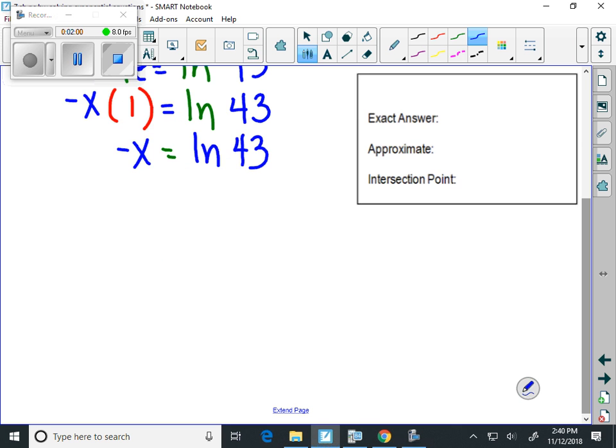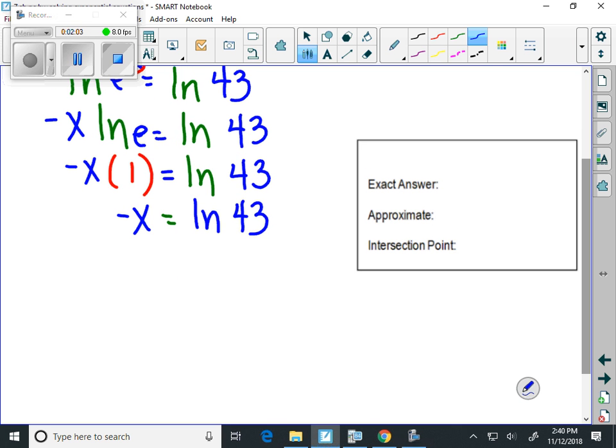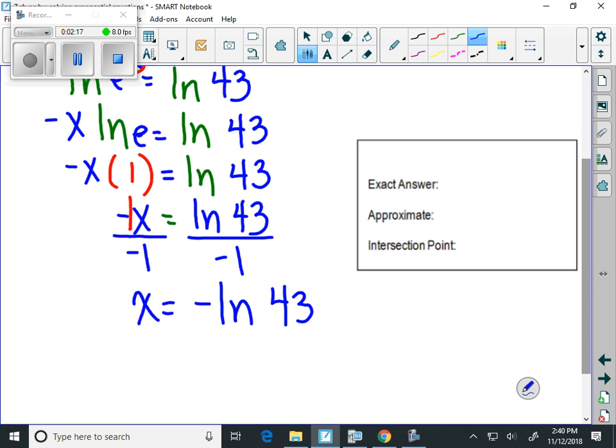And we don't really care what negative x equals. We want to know what does positive x equal. And if you need to, you can put that 1 in there. But we're going to divide by negative 1 here. We're going to divide by negative 1 there. And then we end up with x equals negative the natural log of 43, which is our exact answer.